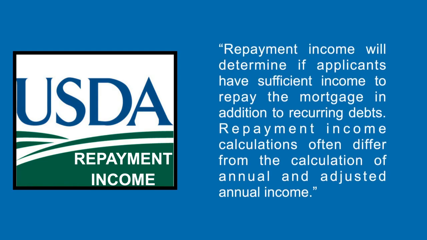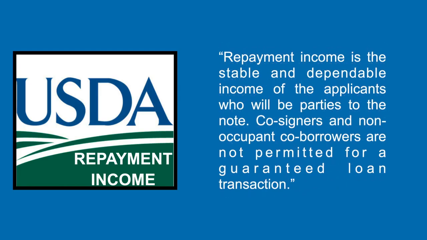Now, for those individuals who are actually on the USDA loan application, separate calculations are required to determine their qualifying sales price, loan amount, and overall budget. USDA guidelines state that repayment income will determine if applicants have sufficient income to repay the mortgage, in addition to recurring debts. Repayment income calculations often differ from the calculation of annual and adjusted annual income. Repayment income is the stable and dependable income of the applicants who will be parties to the note. Co-signers and non-occupant co-borrowers are not permitted for a guaranteed loan transaction.